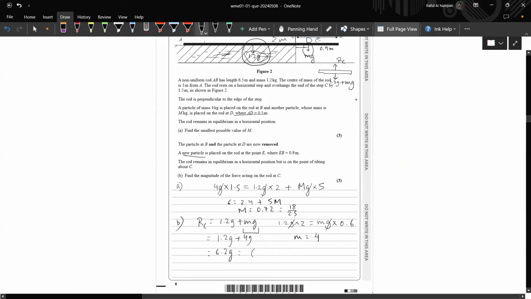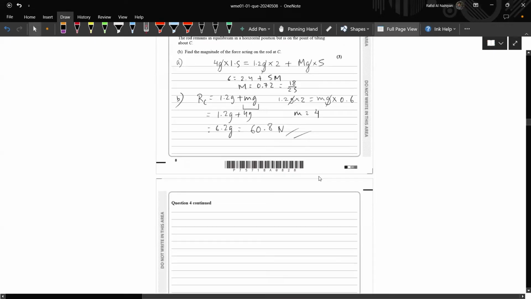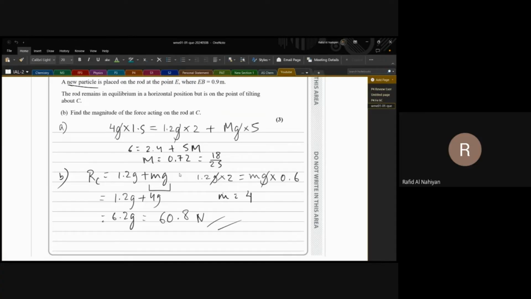Yeah, let's just write this down as 60.8. Okay, so I'm just going to write this down in decimal places. 60.8 meters, fine. Well, that's the magnitude of the force acting on the rod at C. Okay, I hope that's right. So guys, I just remembered, this is me after I solved the paper.